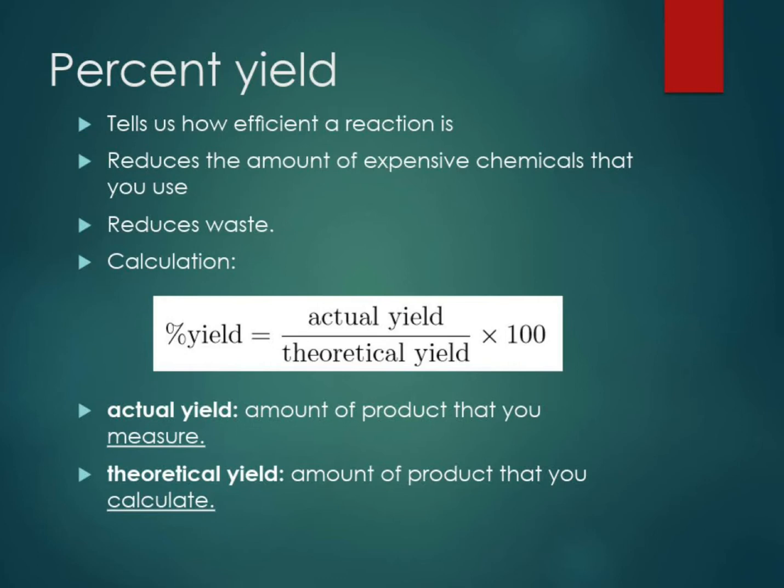Now, the calculation goes as follows. Percentage yield is equal to the actual yield divided by the theoretical yield, multiplied by 100. The actual yield is the amount of product that you measure, like with a scale, and the theoretical yield is the amount of product that you calculate.